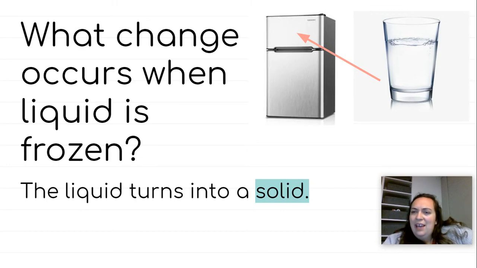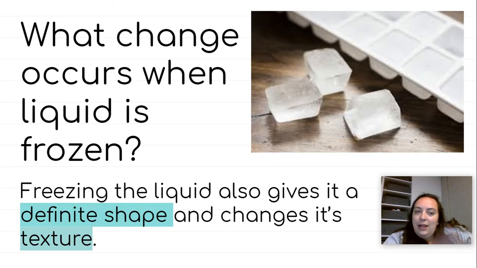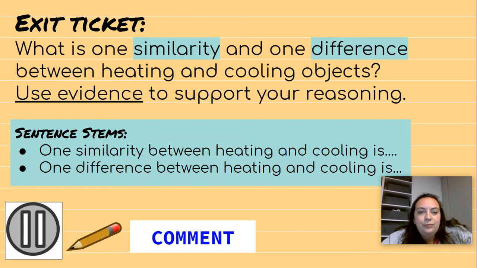So if I poured this glass of water out right now before I froze it, it wouldn't have a shape. It would go all over the place. But if I froze it and then I took the ice out, that has a shape. So it changes. I got ahead of myself. But yeah, so the freezing gives it a definite shape. So you can put it in like an ice cube tray. And it changes its texture. So if you were to touch water, that would feel different than an ice cube would.